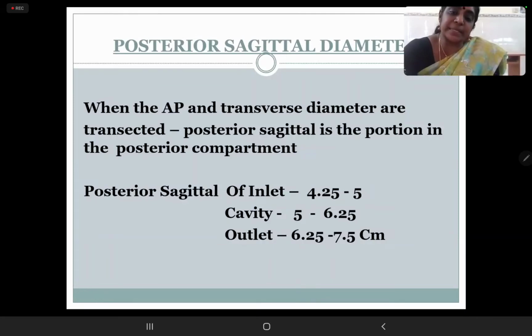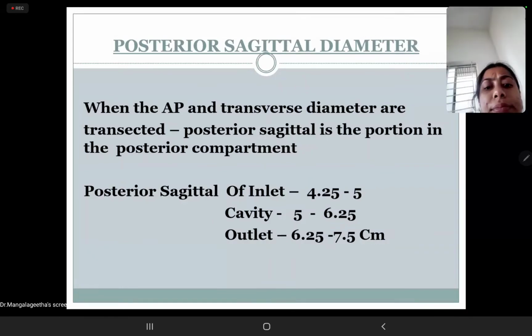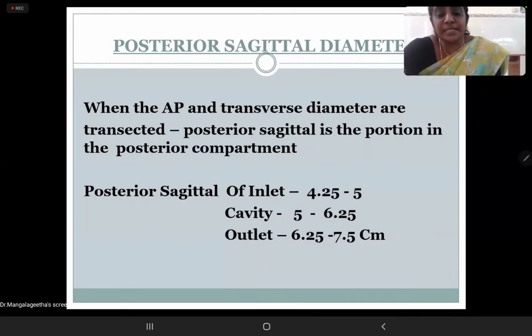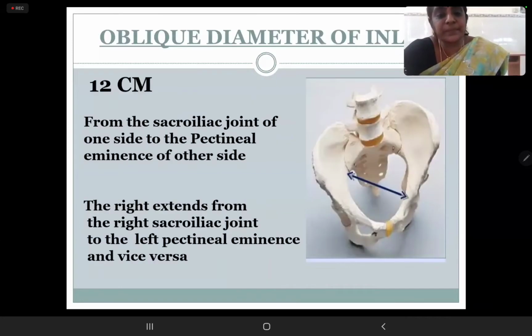Posterior sagittal diameter. This is the diameter of the posterior compartment. It is from the intersection of the AP and the transverse diameter to the posterior part. Easy to remember: at the inlet it is 4.25 to 5, then the cavity is 5 to 6.25, and the outlet is 6.25 to 7.5. So you can see the posterior part of the pelvis is bigger in the outlet compared to the inlet.